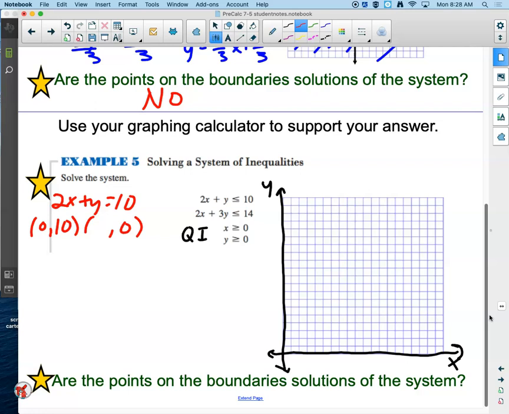Then cover up the y value with your thumb. Come back up here. 2 times something is 10. That something is 5. But I can't use that to drive how I label my axes because I haven't seen what's going to happen with 2x plus 3y is less than or equal to 14. So I'm going to put that color away for a second and grab a new color for 2x plus 3y equals 14, my boundary, and see what happens with that one to know how to do my labeling.